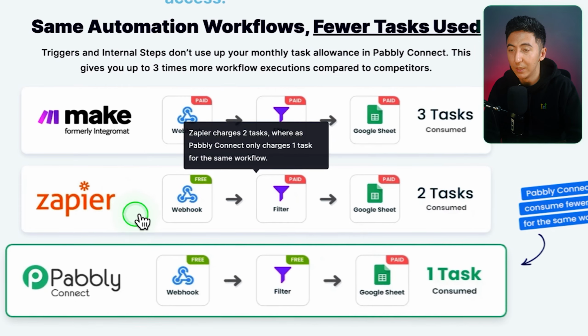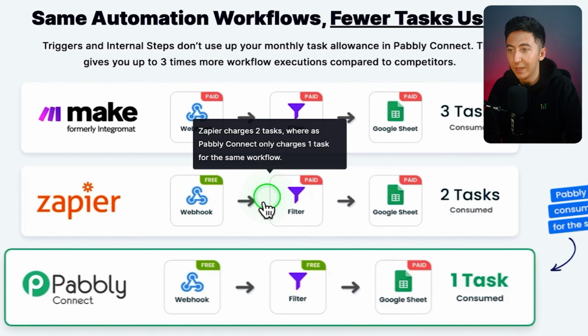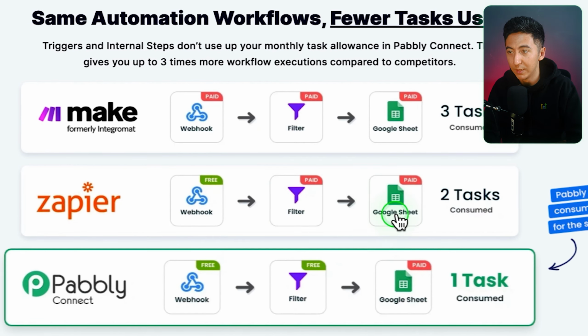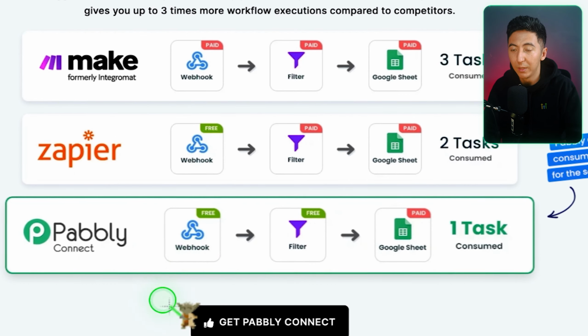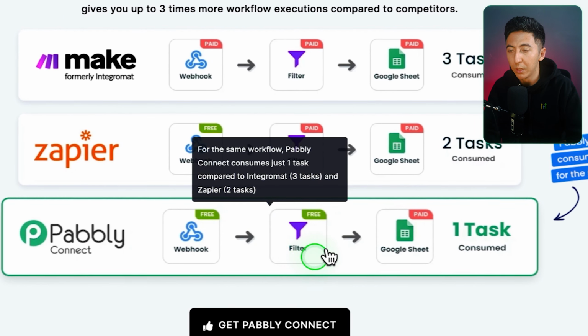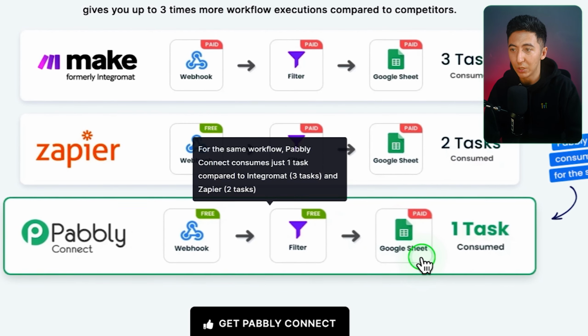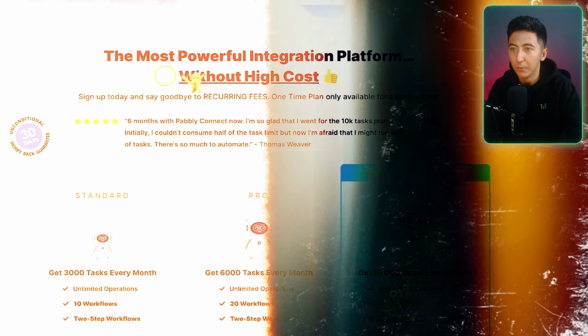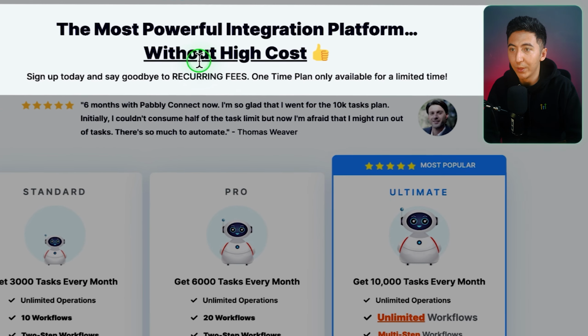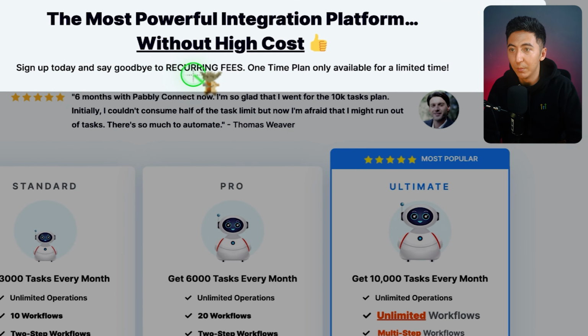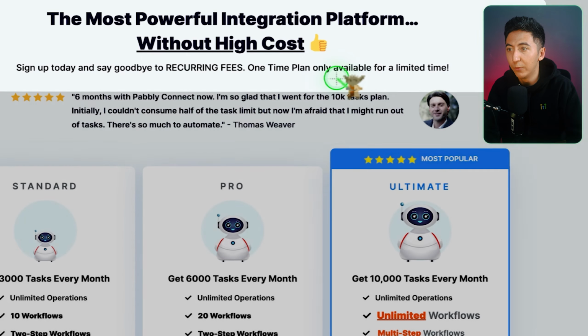With Zapier, it says that the trigger is free, but you have to pay for the action of the filter and the action of, let's say, moving something to Google Sheets. But with Pabbly Connect, the trigger is free, the filtering option is free. The only thing that it charges you one task for would be the action of, let's say, sending it to Google Sheets. If you scroll down, it says the most powerful integration platform without the high costs. So sign up today and say goodbye to recurring fees, one-time plan, only for a limited time.